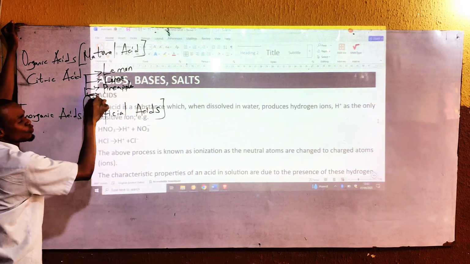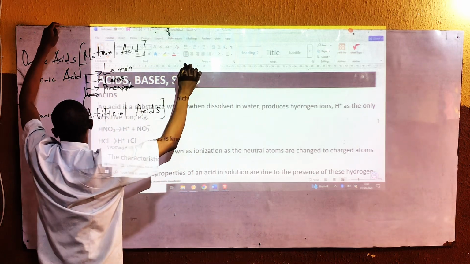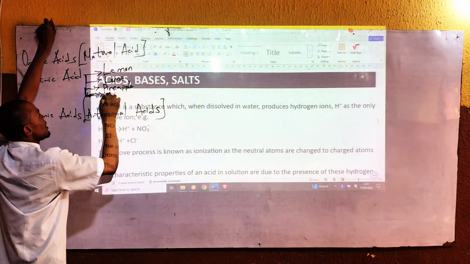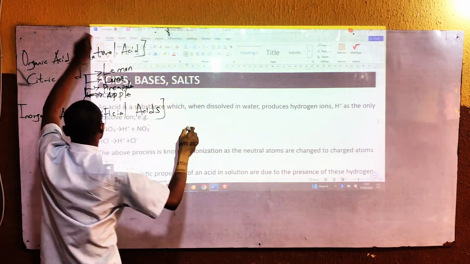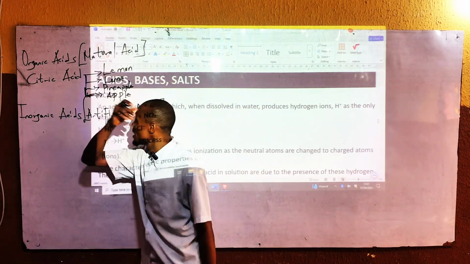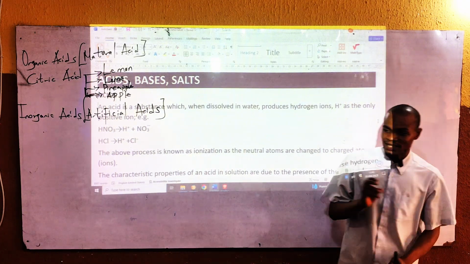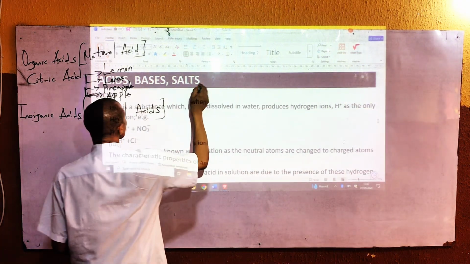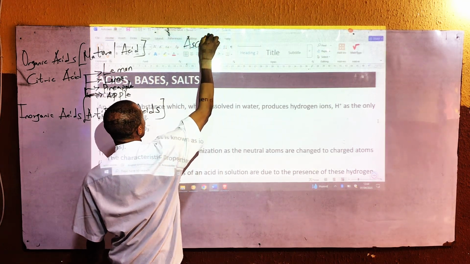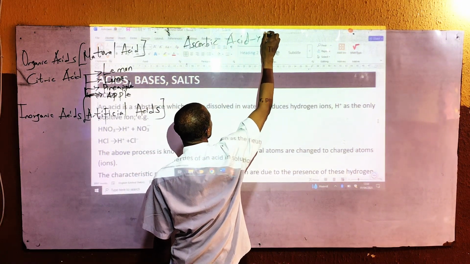You can also see citric acid in apple. There are two acids in apple: malic acid and citric acid. Acid has a sour taste, that is one of the physical properties of acid. When you taste sourness, it is an acid. In orange, you are going to see ascorbic acid.